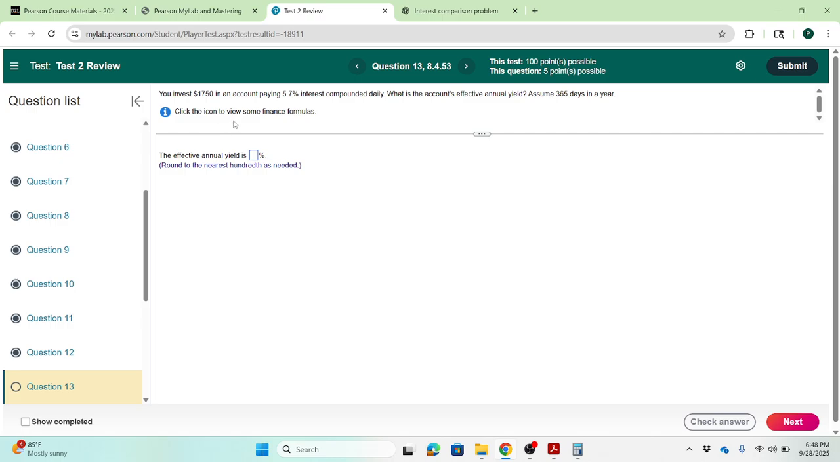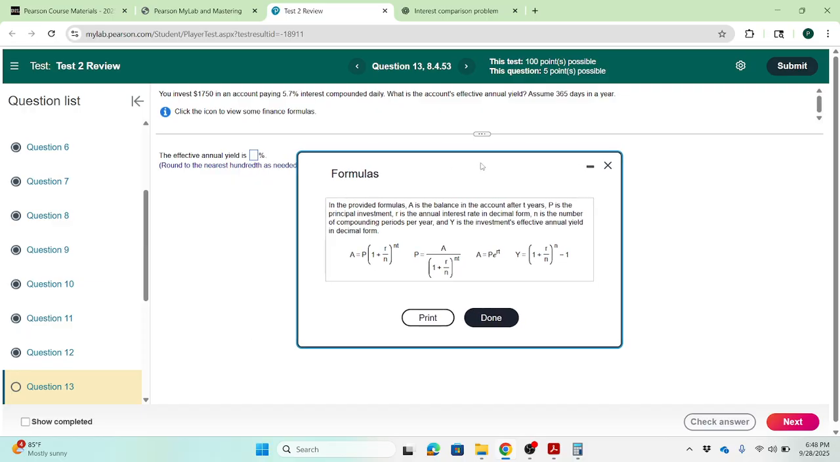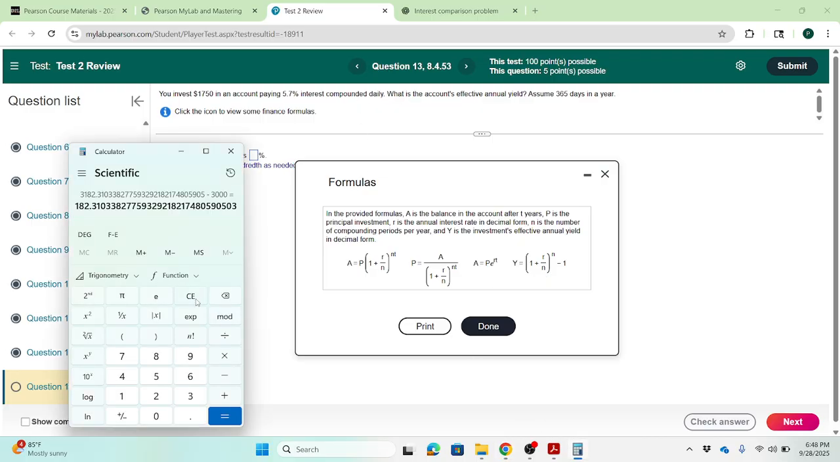Okay, you invest $1,750 in an account paying 5.7% interest compounded daily. What is the account's effective annual yield? Remember, there is a formula. This is the formula: y equals 1 plus r over n to the power n minus 1. This is the annual yield. You are going to use this formula to calculate that. So for this problem, rate is 5.7%, n is 360 because it's compounded daily. I'm going to just use that here.